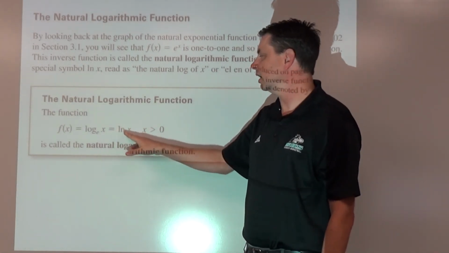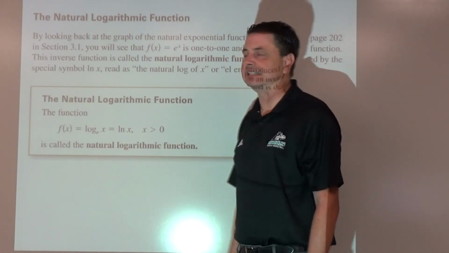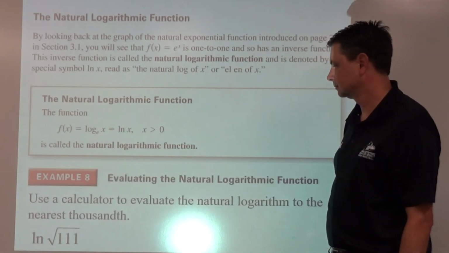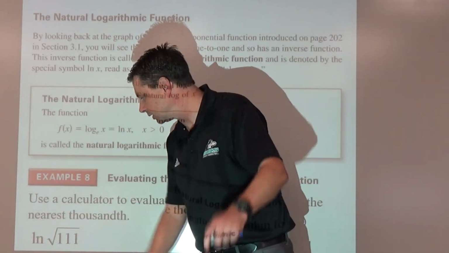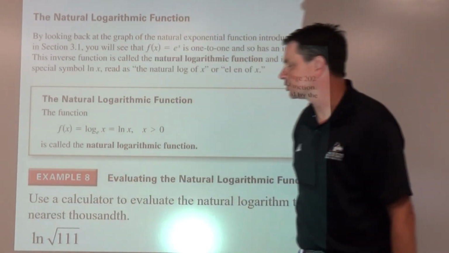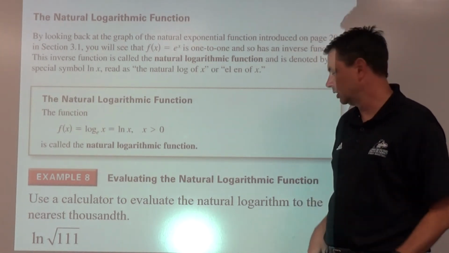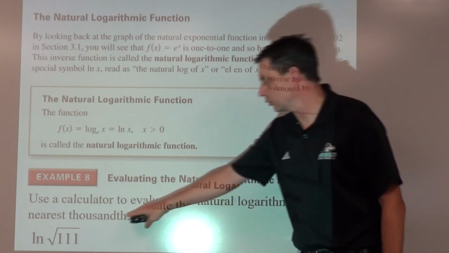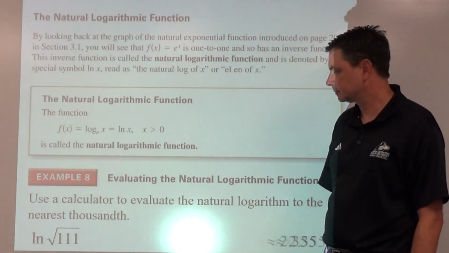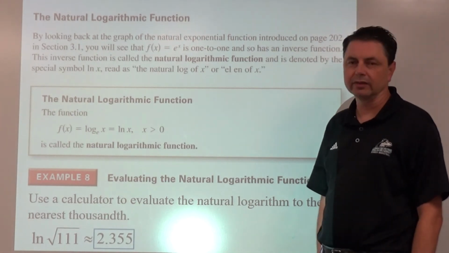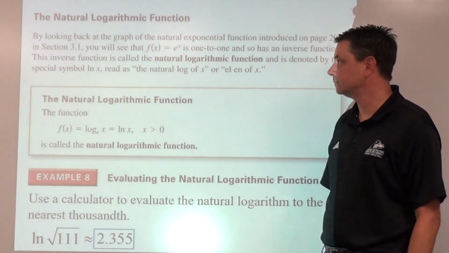So ln of x is the natural log function. It is log base e. To evaluate that, we have the natural log button on your calculator. We can just type in the natural log ln button, square root of 111. Let's again round to 3 decimal places. You should get 2.355. Make sure you can verify that you do get that.